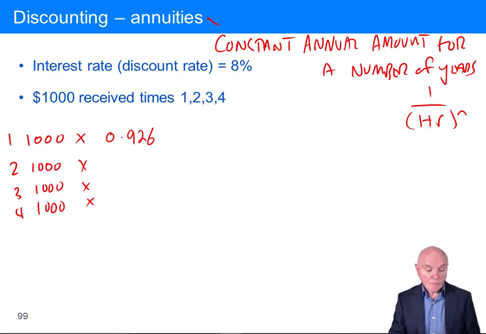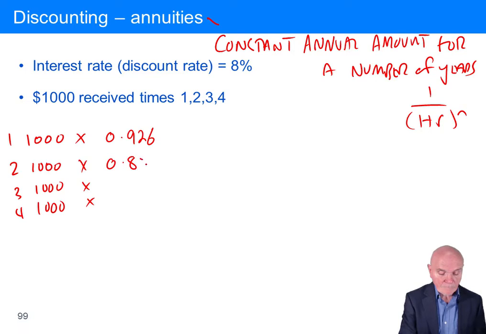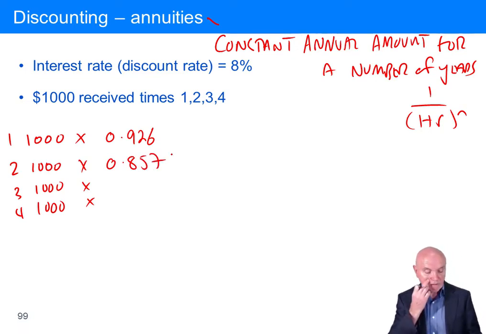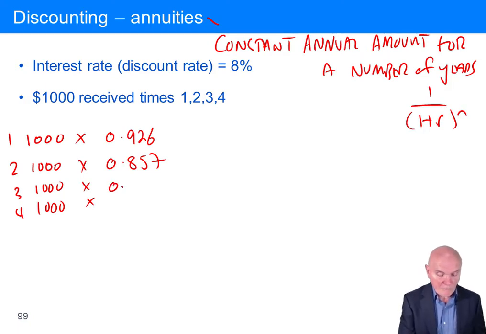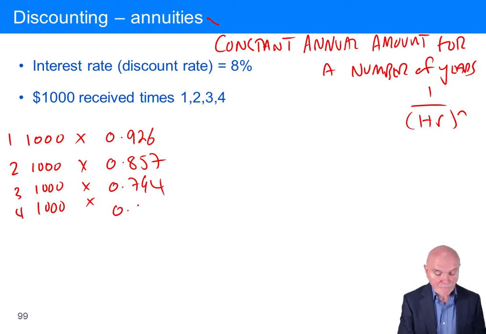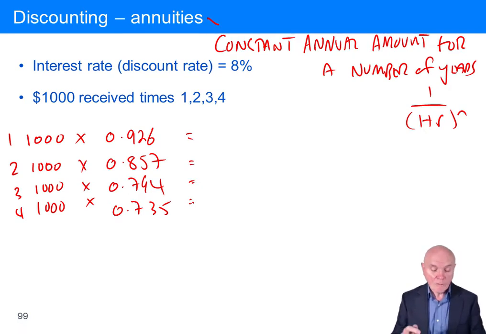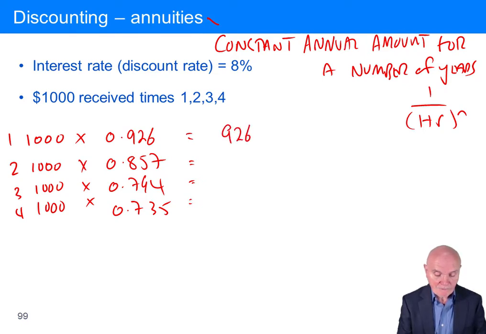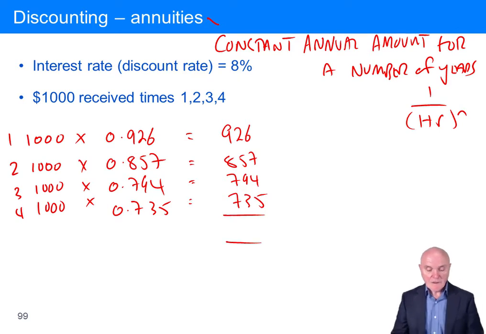Here it's slightly easier doing the tables rather than flipping backwards and forwards. So that is 0.926, and divided by 1.08, the next one here is going to be 0.857. Divided by 1.08, the next factor is going to be 0.794, and divided by 1.08 again is going to be 0.735. So these flows of money, 1,000 a year for 4 years, the present value is going to be 926, 857, 794 and 735. So we add all of that up, 926 plus 857 plus 794 plus 735, 3312.